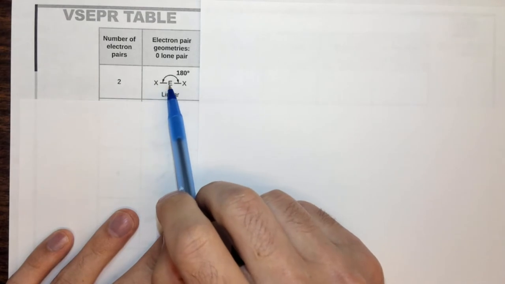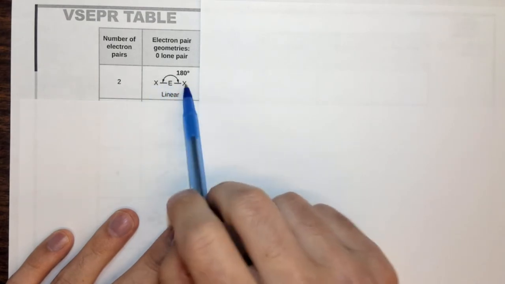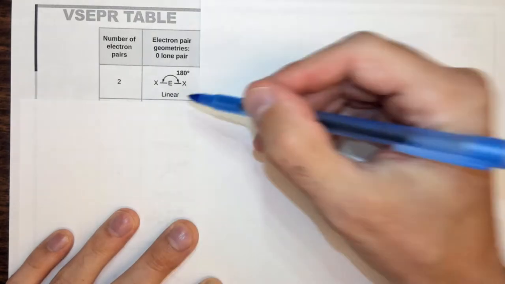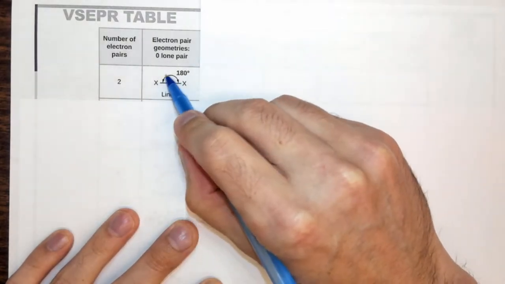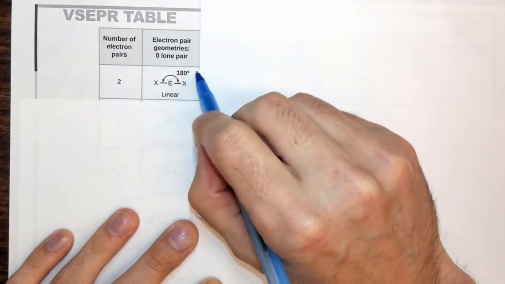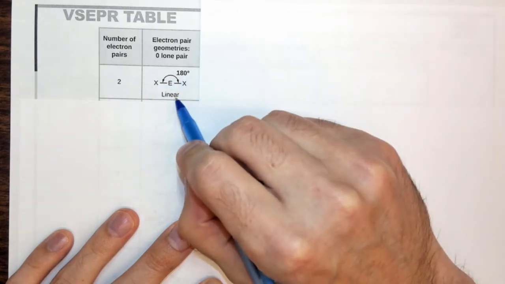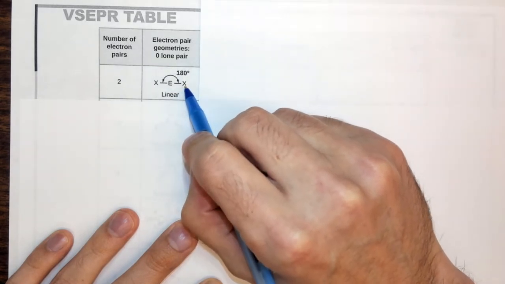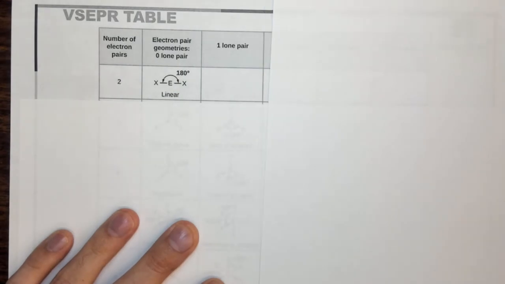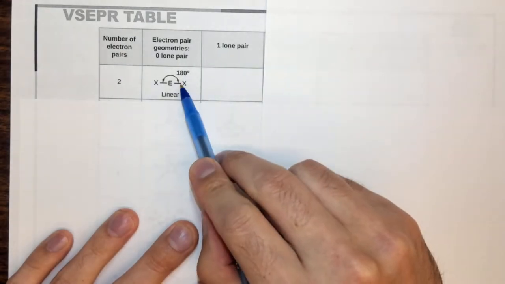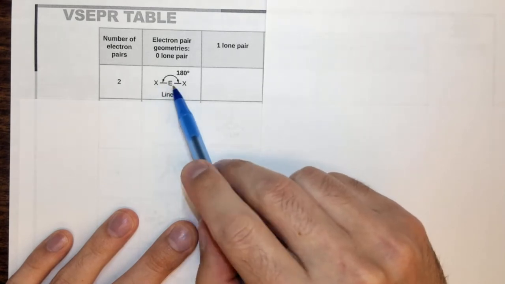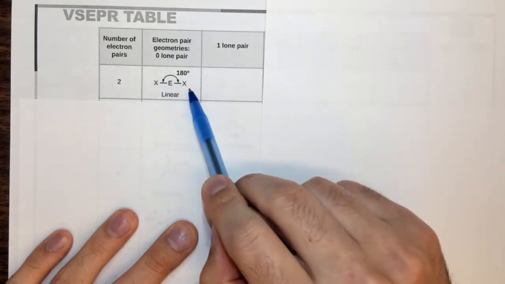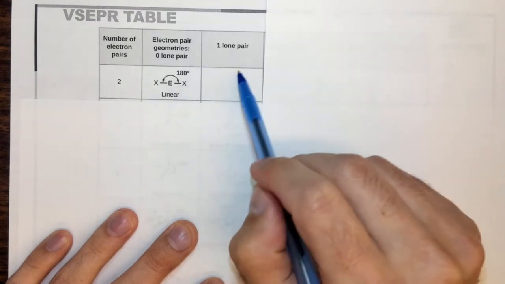So if we have a central atom, and that central atom has two atoms around it and no lone pairs, then these atoms want to be 180 degrees apart. So this is called a linear geometry. Now, if one of these X's was a lone pair, it wouldn't exist. Because if one of these is a lone pair, you no longer have a central atom. So in order to have a central atom, you need to have at least three atoms in a row. And if one of these is a lone pair, there is no central atom. So here, there's no entry.